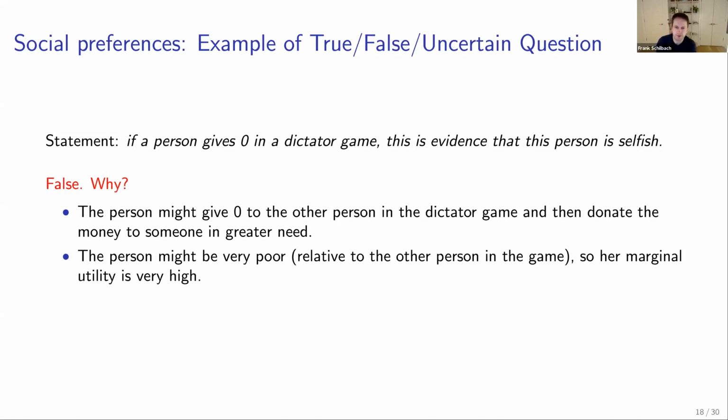I just wrote this question fairly quickly. If the question instead were to say this is conclusive evidence that this person is selfish, or this is clearly evidence, or this person must be selfish, then it would be false. The way it's written right now, it's rather uncertain because we just don't quite know. It could be that the person is really selfish, but it could be the other two reasons that I just mentioned.